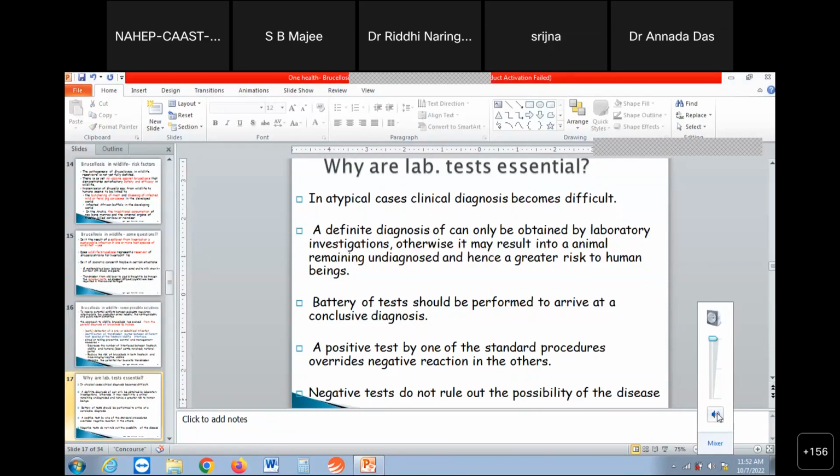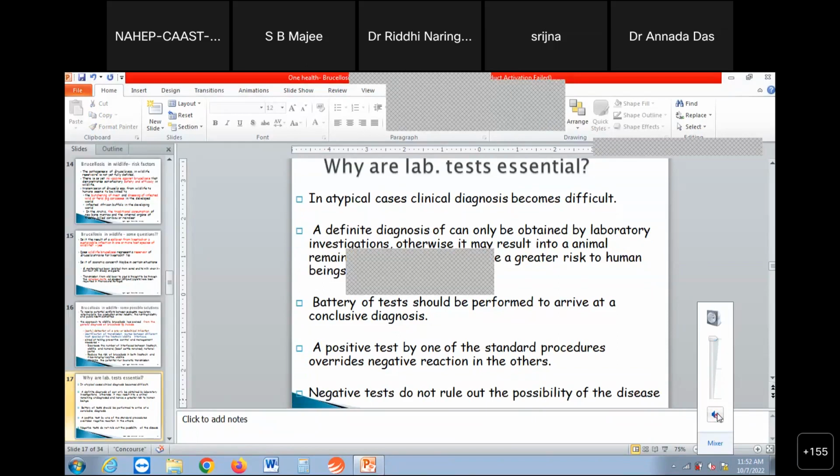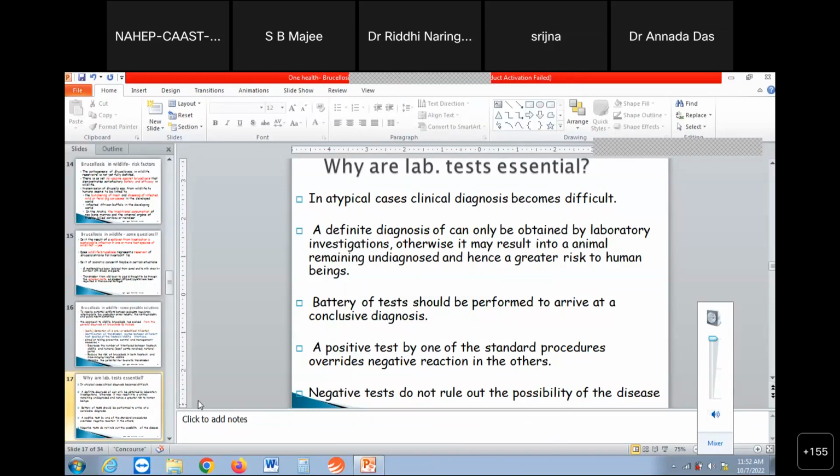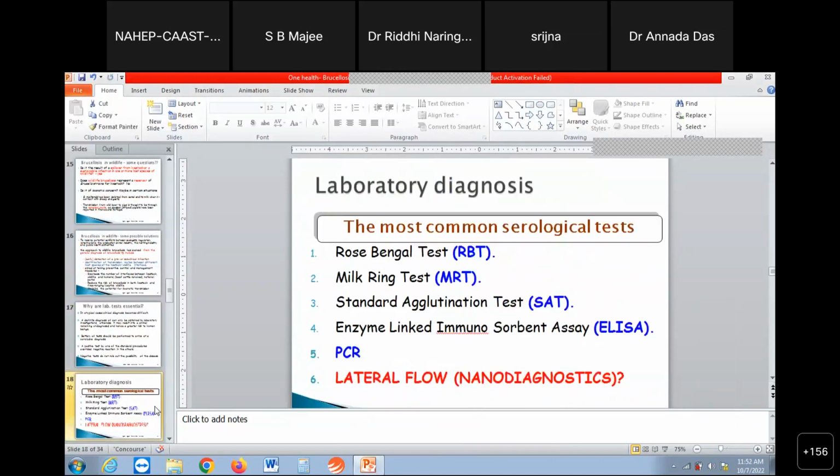So negative tests do not always rule out the possibility of the disease. We have to do tests multiple times before we declare the animal negative. So what are the types of tests which we can use? You will say, if it is so difficult, then what are we doing today? We'll see some of the most common laboratory tests.